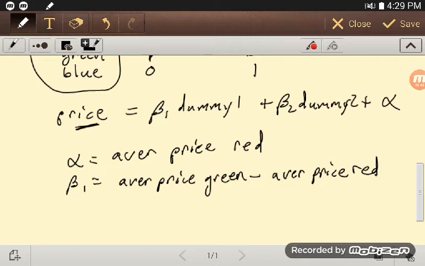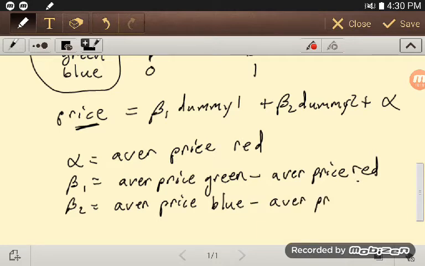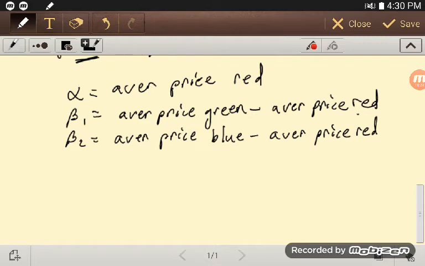And so you see what this would say is what happens to the price if we go from red to green? Oh, it will go up by whatever beta is, or go down if the average price of green is lower than red. And then similarly, beta 2 is the average price of blue minus the average price of red.